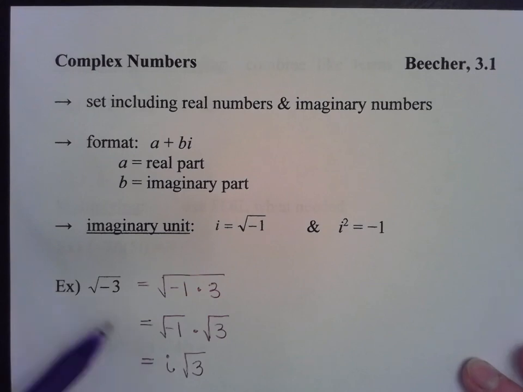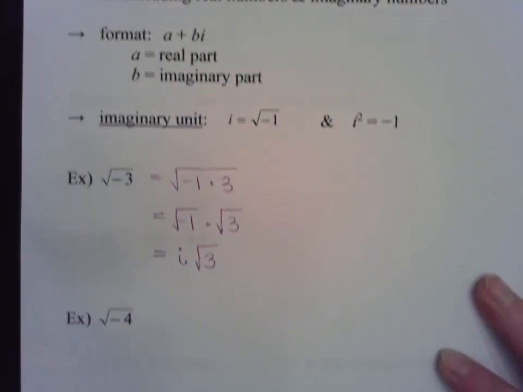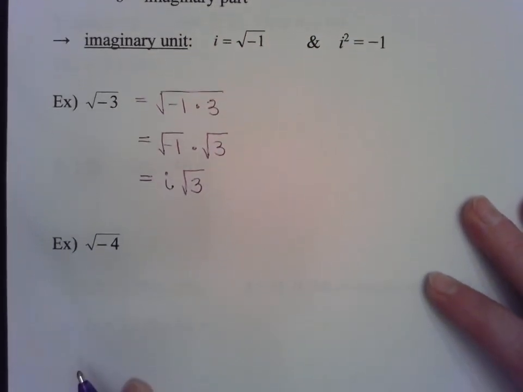Okay, so these steps in the middle show you how it's possible for us to use the i. Now that you've seen this logic, very often we're just going to jump from the negative under the square root to the i on the outside. All right, so take a second and try this one. What about the square root of -4? What would that be?